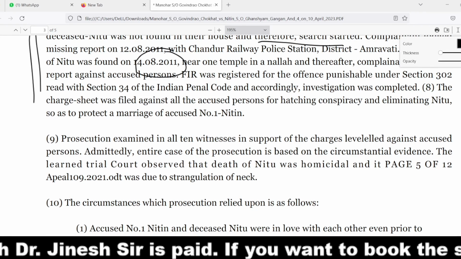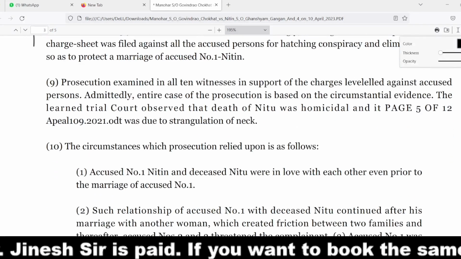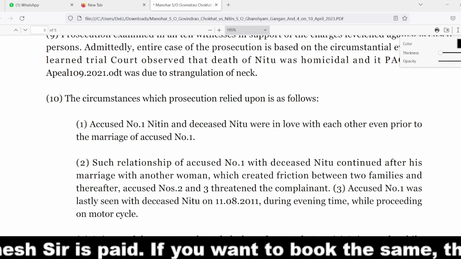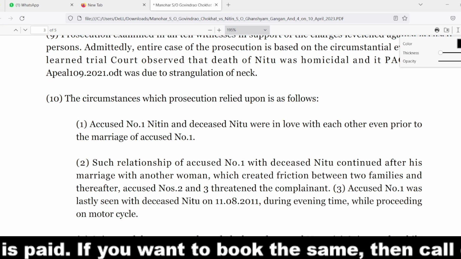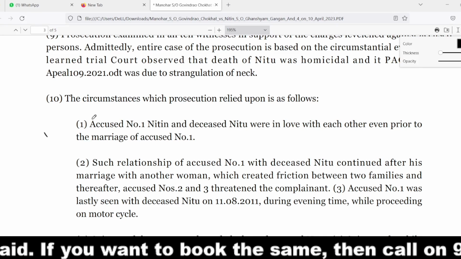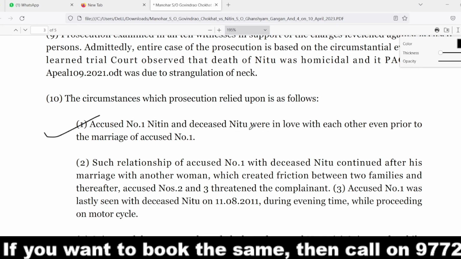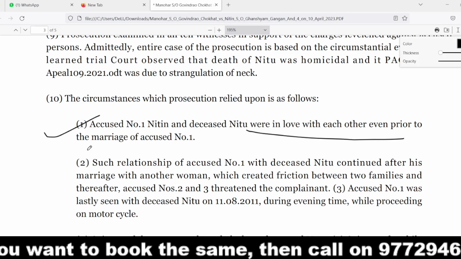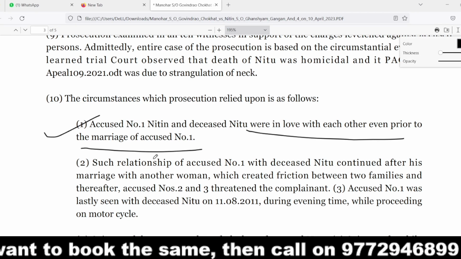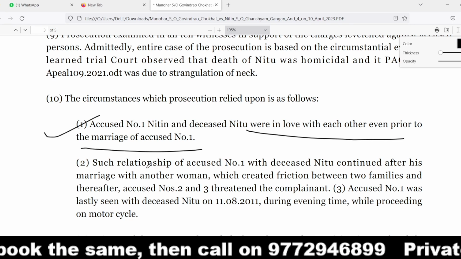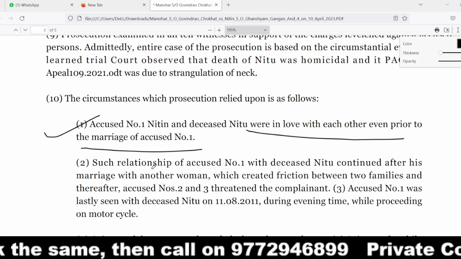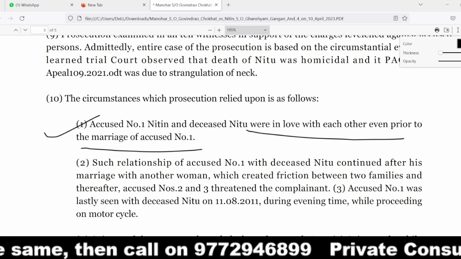The prosecution examined the witnesses and also submitted documents, but the circumstances on which the prosecution relies are as follows. Number 1, the accused number 1 Nitin and deceased Neetu were in a love affair with each other even prior to the marriage of accused number 1. The relationship continued even after the marriage of Mr. Nitin, which resulted in friction between them and their families.